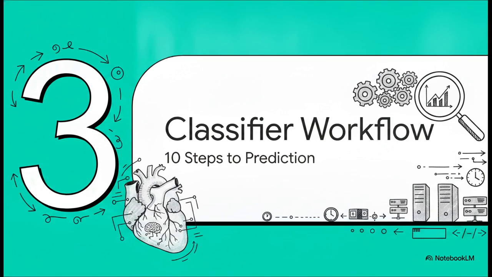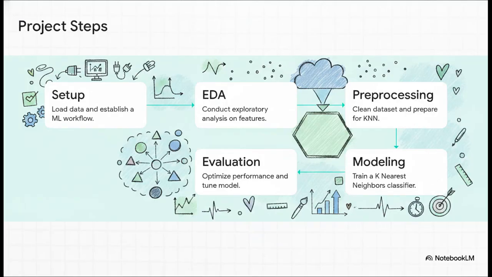All right, Section 3, the predictive classifier workflow. The DataQuest learning module breaks this whole thing down into 10 comprehensive steps. But hey, we're doing a one-day sprint here. So we can distill it into this clear 5-step action plan. You start with setup and loading, then move straight into exploratory data analysis, or EDA, to really understand your feature distributions. Then comes pre-processing. Now, step 3 is absolutely vital. You must scale your features. That is a non-negotiable requirement for a distance-based algorithm like K-nearest neighbors. After that, you train the model, and finally, you evaluate it.